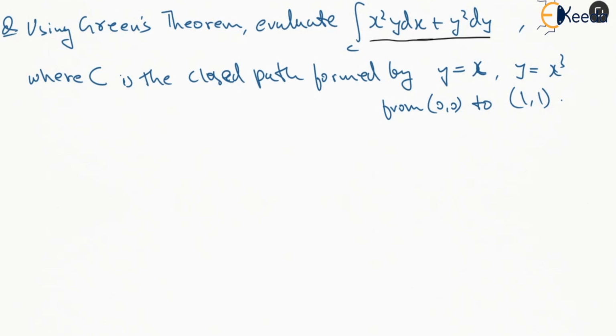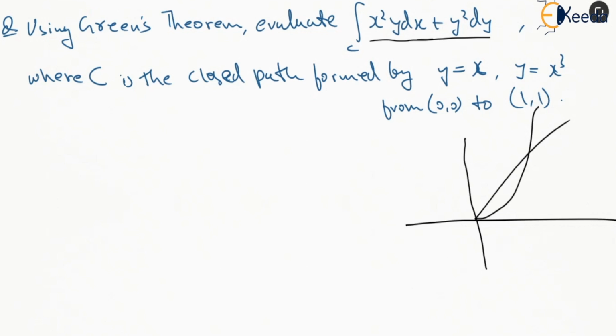So the closed path is formed by the line y equal to x and y equal to x cube. Roughly, let's say this is y equal to x and this is y equal to x cube. Then this point is going to be 1 comma 1, and this is 0 comma 0. Of course this line can be extended on the back side in the third quadrant, but since the region defined is from 0 0 to 1 1, it will be in the first quadrant only.